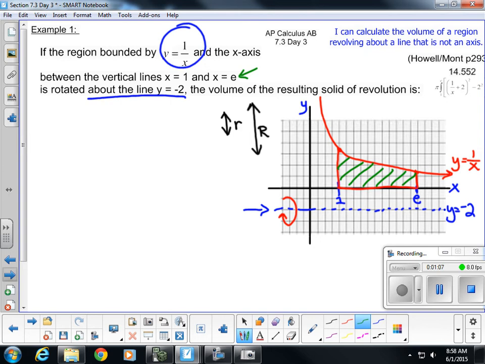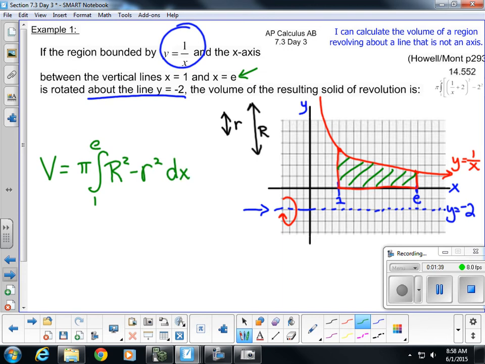Now, what we need to do is, this is going to be a washer cross-sectional area where the area is going around y equals -2. So we are going to have an outside radius and an inside radius. So our volume equation is going to look like this. The integral from 1 to e, they made it easy for us by giving us those two x values. And we have the big R squared minus the little r squared dx.